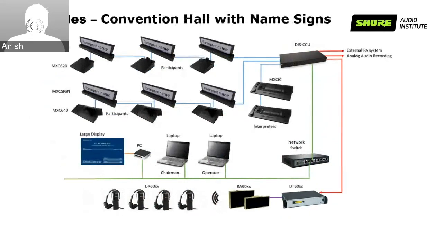So moving on to the convention hall with name signs. Name signs are a replacement for a traditional cardboard-based or wood-based name sign, and you can change them on the fly or before a meeting. So it is an electronic version. This MXC sign is inserted into the DCS LAN chains, and in this particular example all participants, apart from the interpreters, have the name signs.